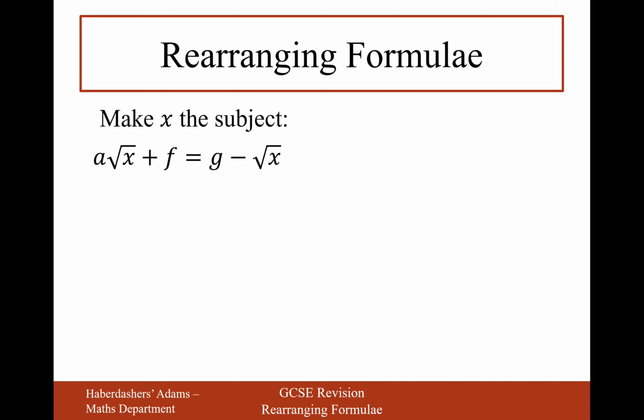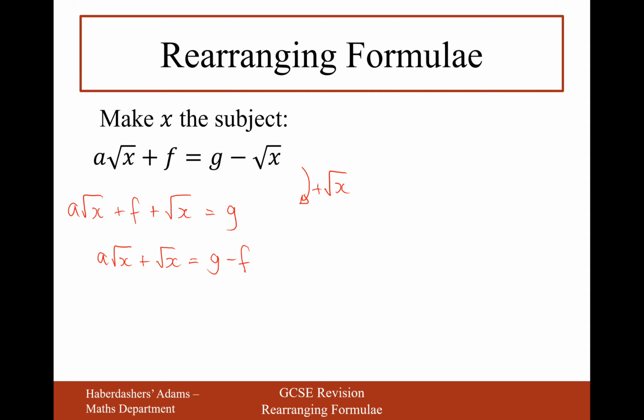Let's move on to the next one, very similar but with square rooting here. First thing I'll do is add the square root of x onto the other side, so it's going to be a root x plus f plus the square root of x equals g. Let's take away the f onto the other side. That'll be g minus f.